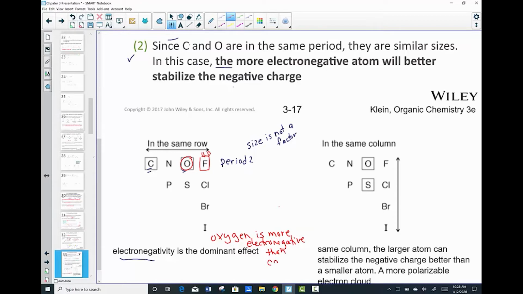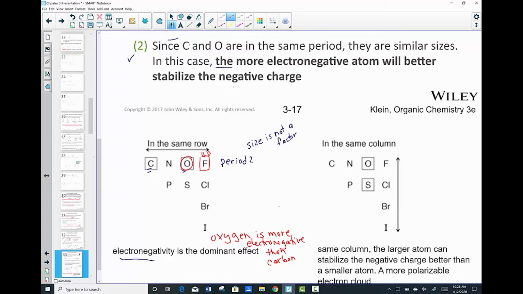Therefore, you can go back to the original question, and in determining which one is the stronger acid, answering that says, well, the stronger acid is the one that stabilizes the negative charge better as a conjugate base, and therefore the more acidic proton will be attached to the oxygen and not the carbon.